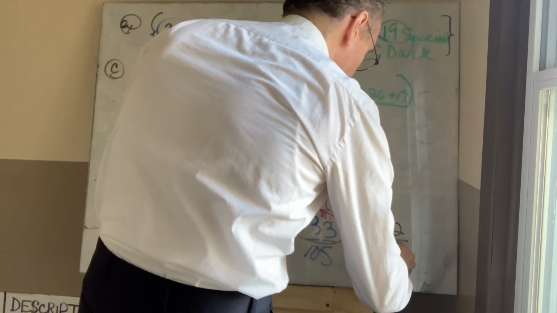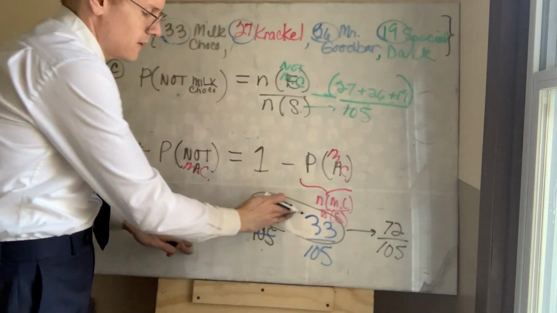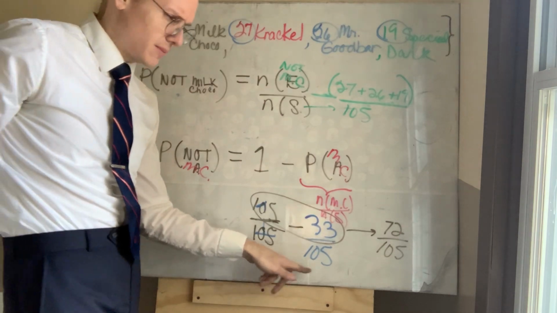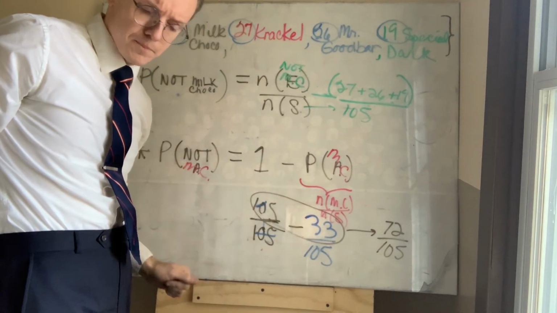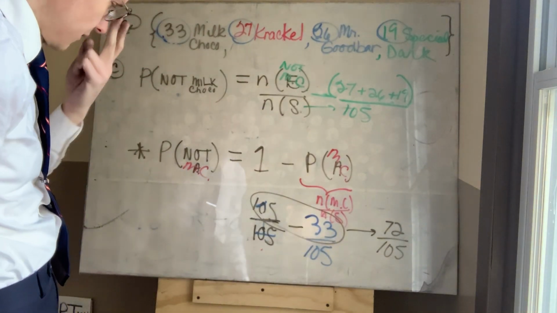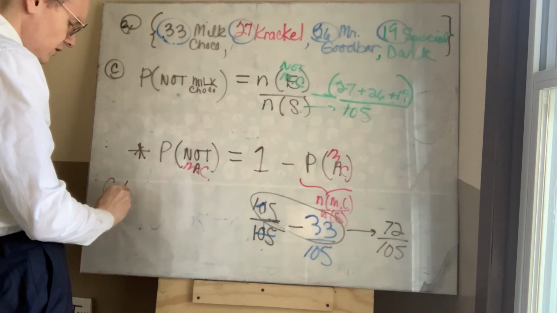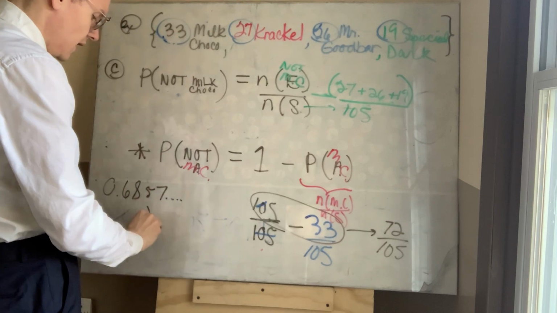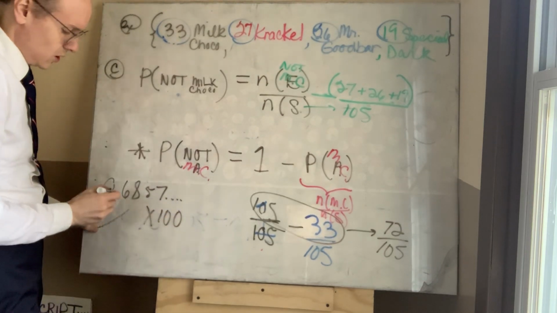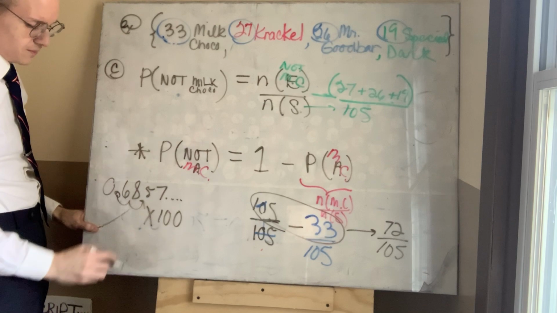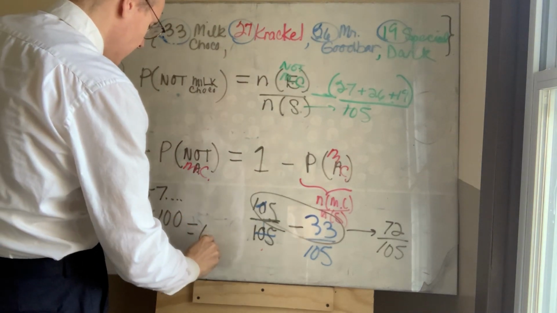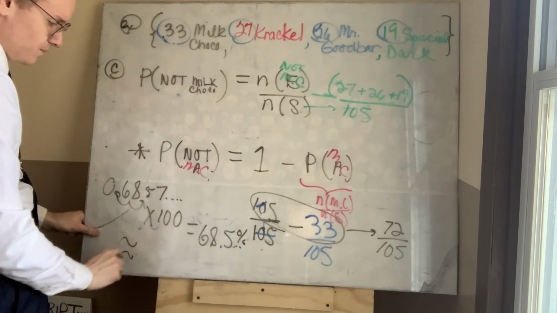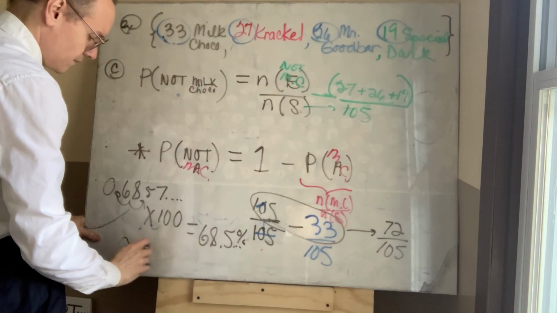72 over 105. Remember, when you're doing subtraction of fractions, once you've matched the denominators, you just keep it. You don't combine them. Anyhow, the decimal number would be this, 0.6857, whatever it is. And times 100% would move the decimal place over, which would make it 68.5 something %, which is about 69.